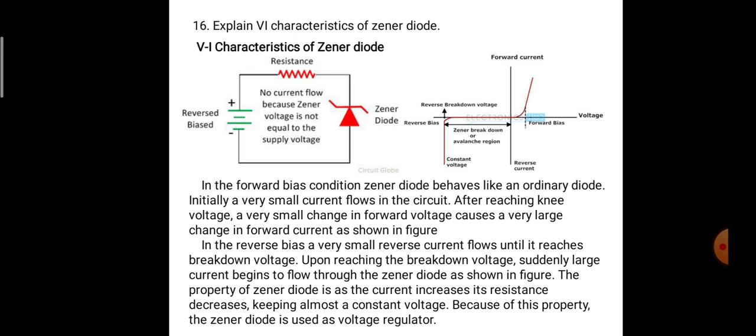Upon reaching the breakdown voltage, suddenly a large current begins to flow through the Zener diode, as shown in the figure. The property of a Zener diode is that as the current increases, its resistance decreases, keeping an almost constant voltage. Because of this property, the Zener diode is used as a voltage regulator.